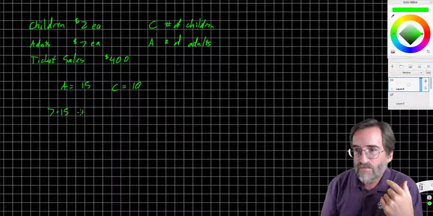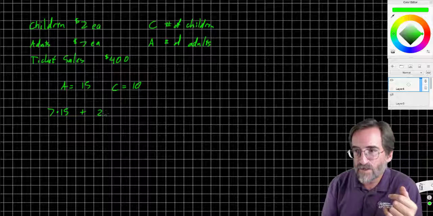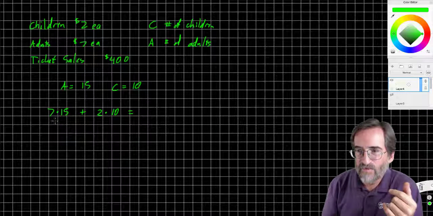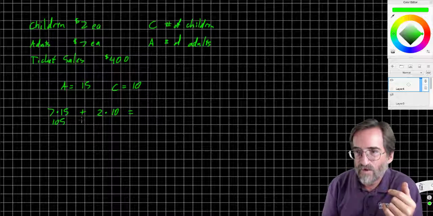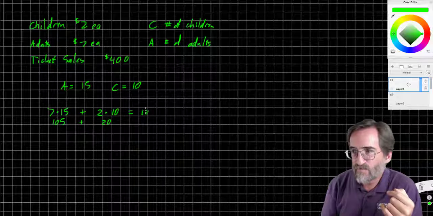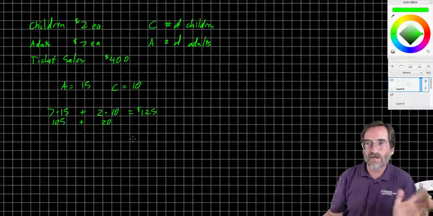And to get the amount I made from children's tickets, I would take the price of a children's ticket and multiply by the number of children, 10. Okay? And in this case, 7 times 15 is 70 and 35, 105. 2 times 10 is 20. 105 and 20 is 125. So there was $125 made off of ticket sales, but that's not what we made.